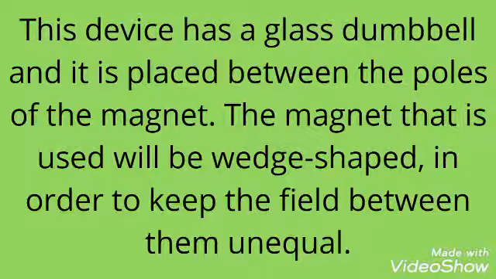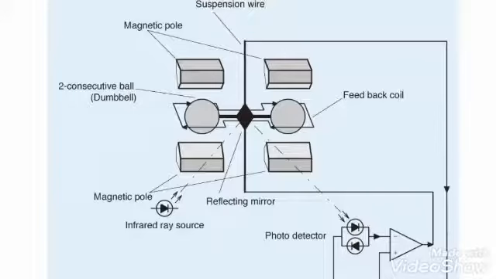These devices use a glass dumbbell. It's placed between the poles of a magnet. The magnet that is used will be wedge shaped in order to keep the field between the magnets. Here you can see a glass dumbbell which is freely hanging between the magnets, and a feedback coil on the dumbbell.